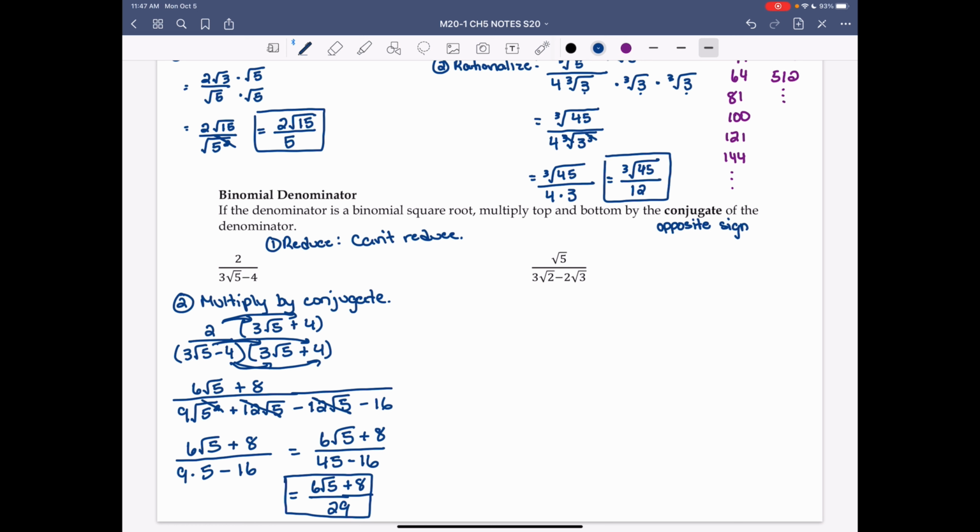Next one, square root 5 over 3 square root 2 minus 2 square root 3. Step 1, we want to reduce. And again, we can't reduce anything. We have a numeric coefficient of 1, 3, and negative 2. Can't divide those. There's no common factor there. Our radicands are 5, 2, and 3, and there's no common factor there. So no reducing.